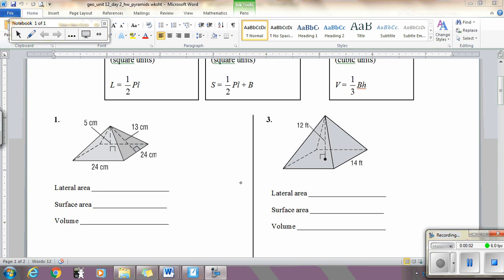Unit 12, Day 2 homework, the pyramid assignment, and this is your tutorial. I'll work the odd problems with you.